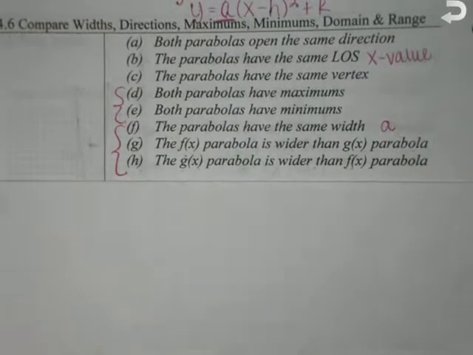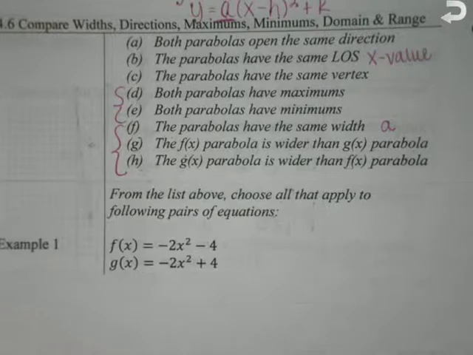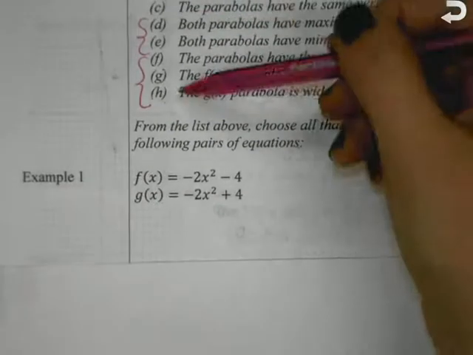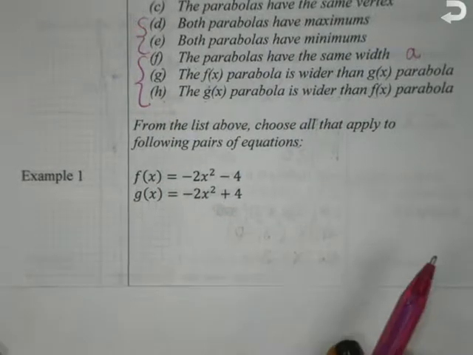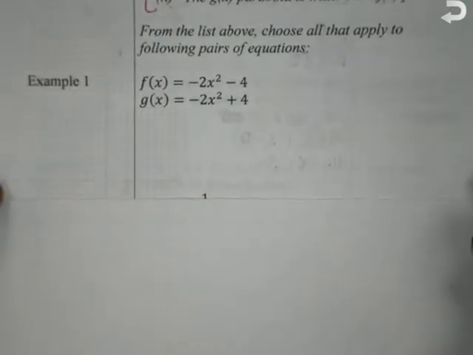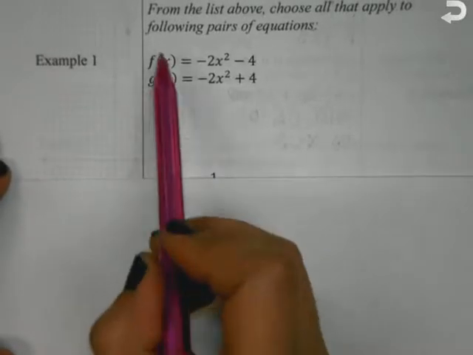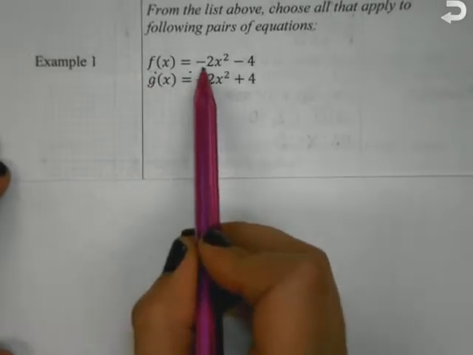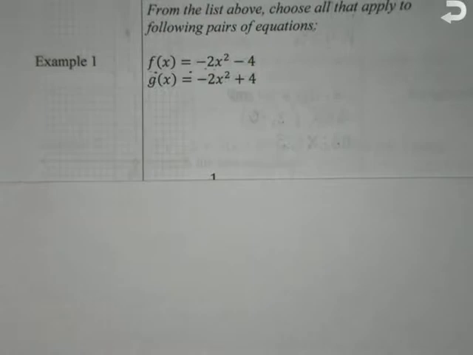So let's look at an example. Example 1. So your instructions are to, from this list that is in your homework packet, choose everything that applies to these two equations. First one is f of x equals negative 2x squared minus 4. Next one is g of x equals negative 2x squared plus 4. So write those down really quick.